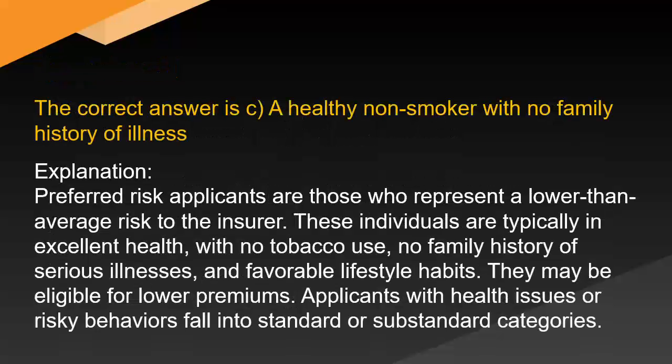The correct answer is C. A healthy non-smoker with no family history of illness explanation. Preferred risk applicants are those who represent a lower than average risk to the insurer. These individuals are typically in excellent health with no tobacco use, no family history of serious illnesses, and favorable lifestyle habits. They may be eligible for lower premiums. Applicants with health issues or risky behaviors fall into standard or substandard categories.